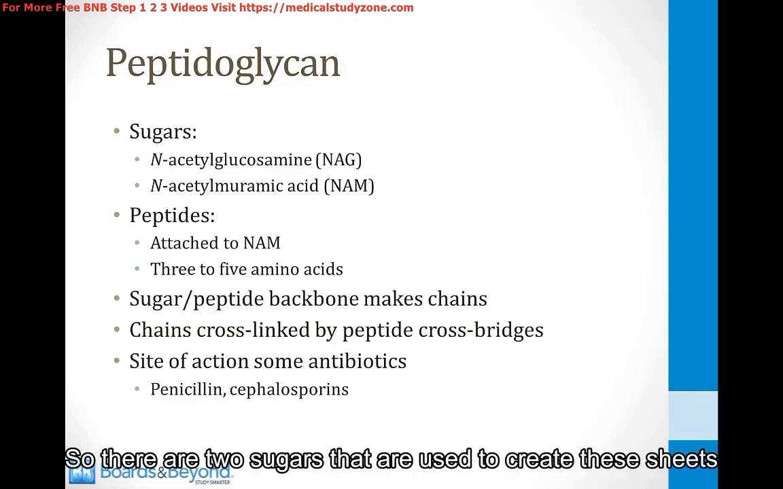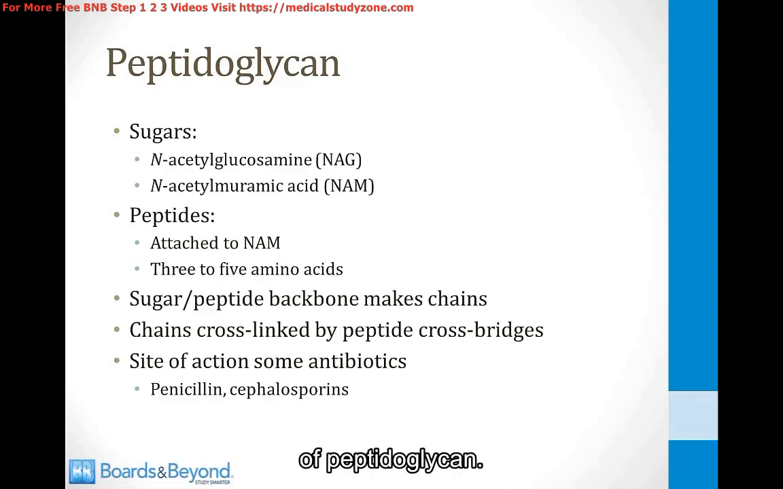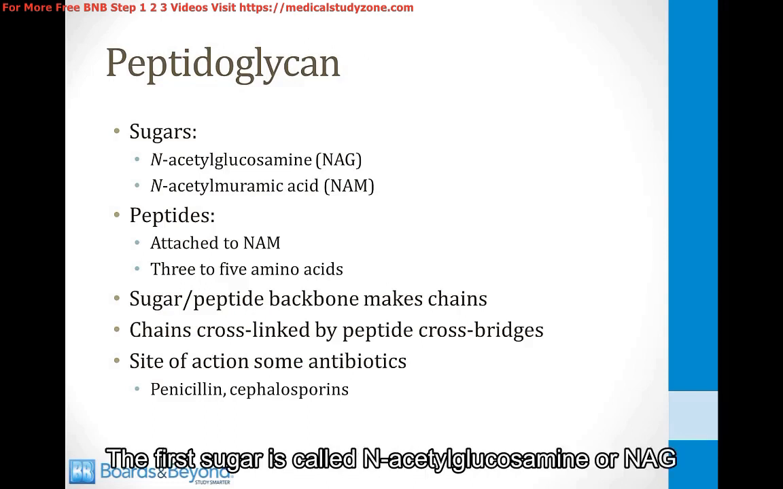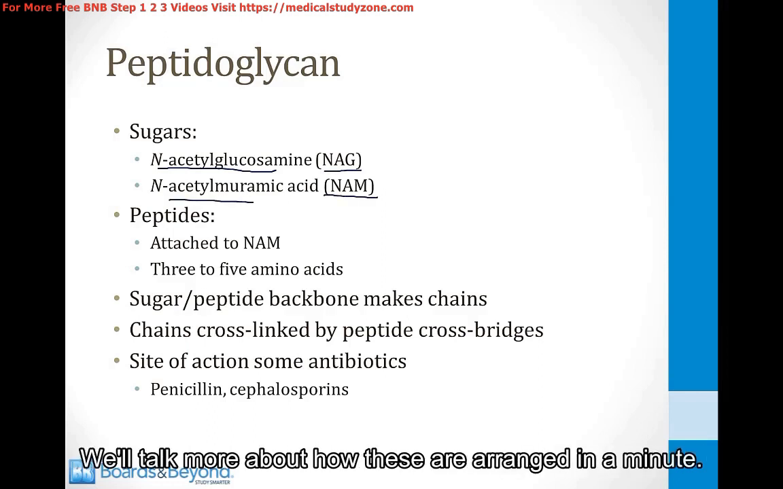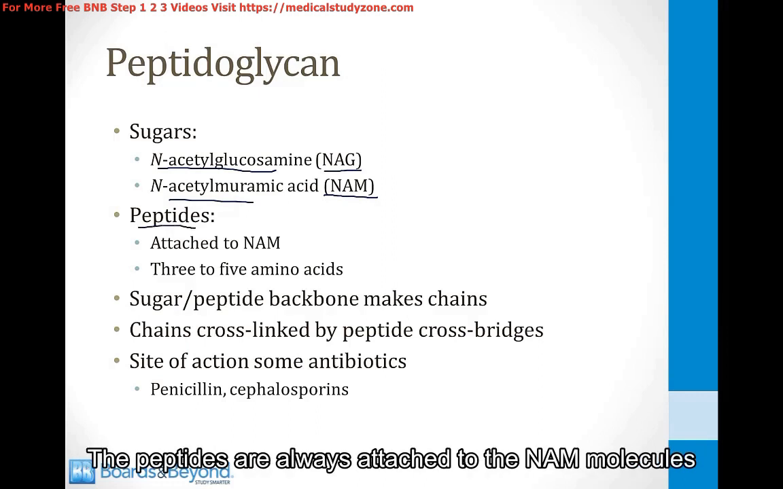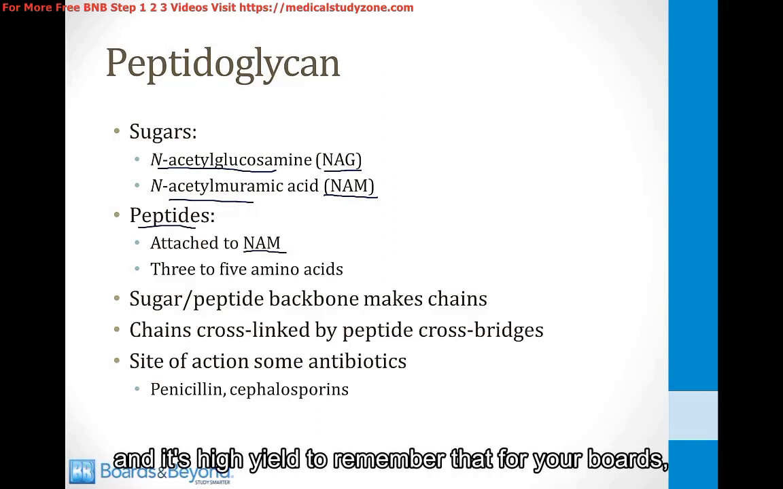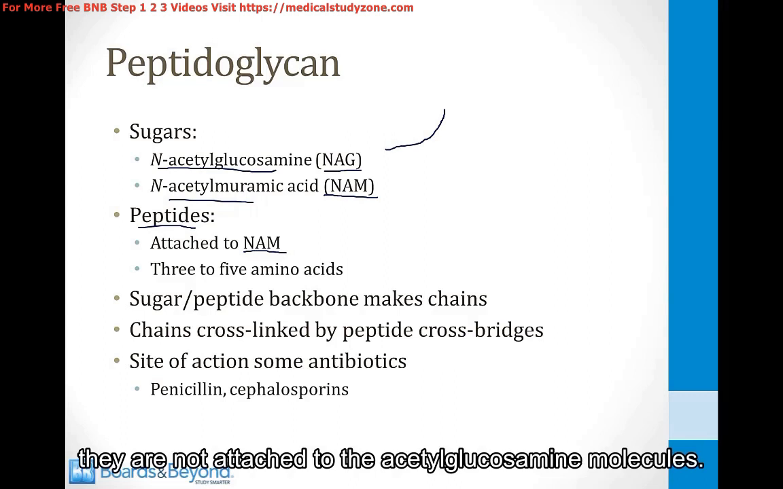So there are two sugars that are used to create these sheets of peptidoglycan. The first sugar is called N-acetylglucosamine, or NAG, and the second one is called N-acetylmuramic acid, or NAM, and we'll talk more about how these are arranged in a minute. The peptides are always attached to the NAM molecules, and it's high yield to remember that for your boards. They are not attached to the acetylglucosamine molecules.